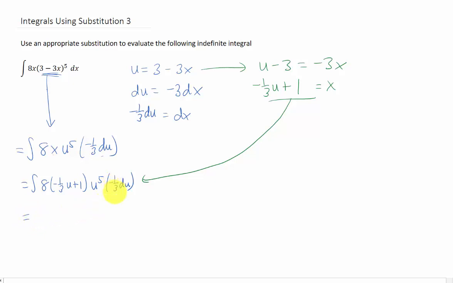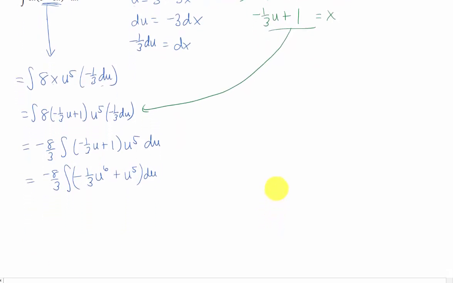Let's pull this negative 1/3 and the 8 outside. The question is, can we integrate what's left? And the answer is yes, as long as we distribute this u to the 5th through these parentheses. If we do that, we get negative 1/3 u to the 6th plus u to the 5th, and these are all things that we can integrate here. So let me make a little bit more room, and let's finish this problem up.